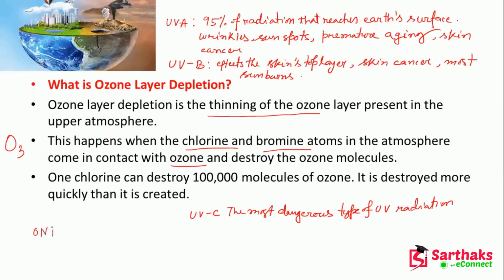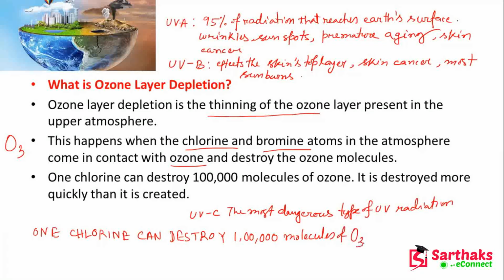So I am writing here: 1 chlorine can destroy 1 lakh molecules of ozone. This is very, very important. And ozone is destroyed more quickly than it is created.